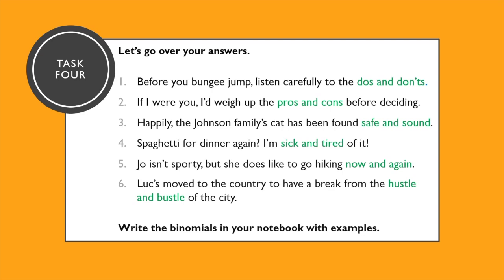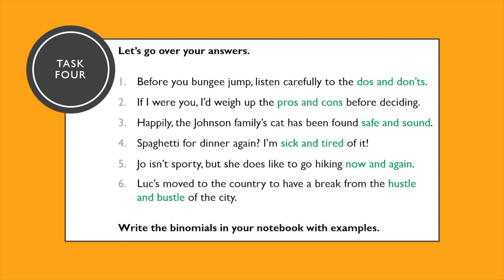So how did you get on with that task? Did you know many of them or were they all new to you? Well, let's go over them and see if we can clarify any questions you have. Number 1, the binomial is do's and don'ts. So these are the rules or the instructions that you would have for doing an activity.